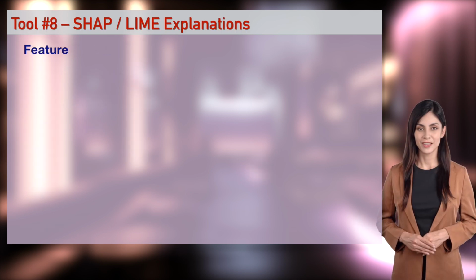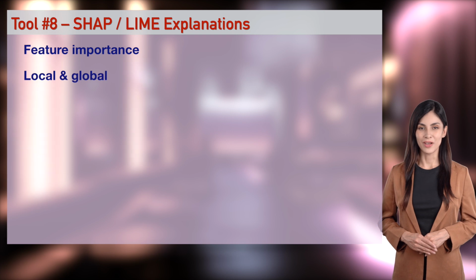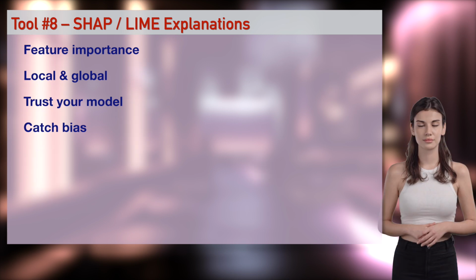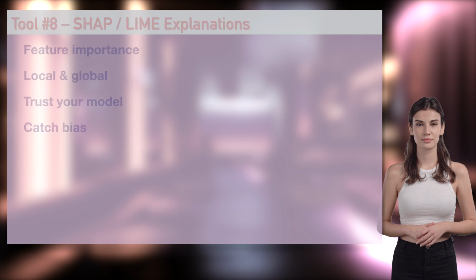SHAP tells you exactly which words made it positive or negative. My model hated the word "but". SHAP showed me. Explainable AI gold standard. I'll explain a wrong prediction live.